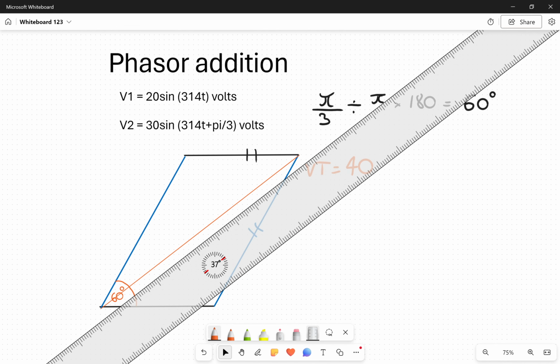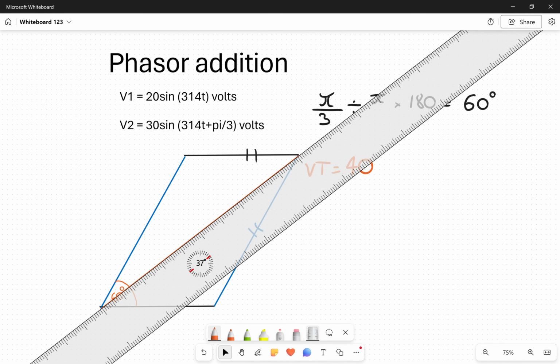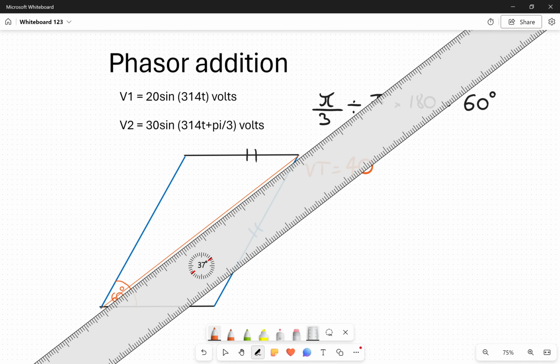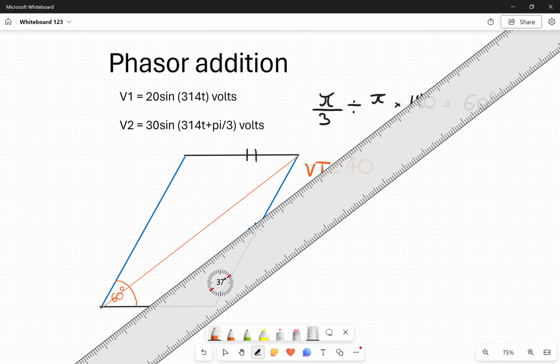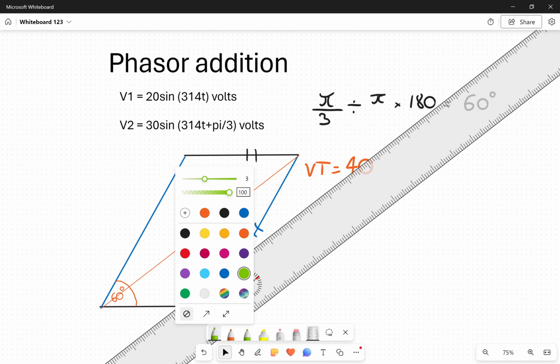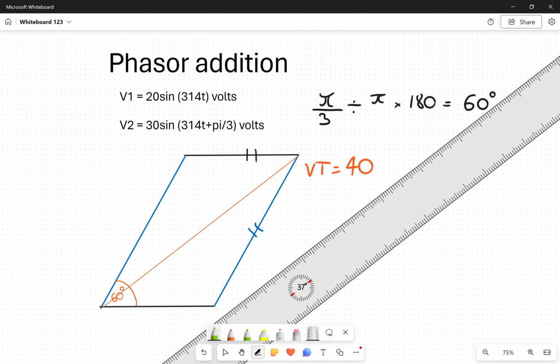Then we also need to get your protractors out. Obviously I've got one built into my ruler. And we now also need to take note of the angle of our line with regards to our 0 degree phasor, so our bottom line that we've drawn. So that there is now 37 degrees. So we'll mark that in there as well.